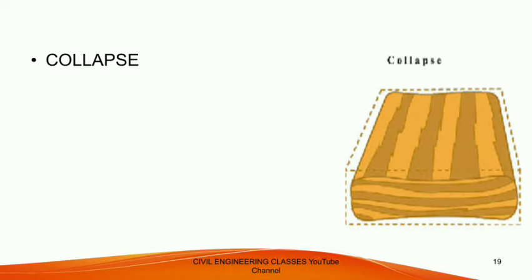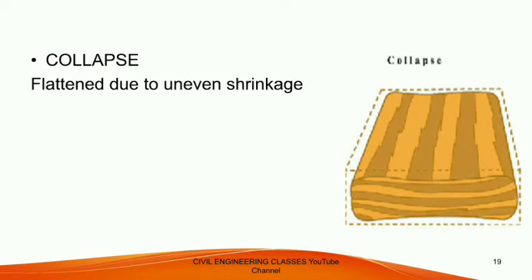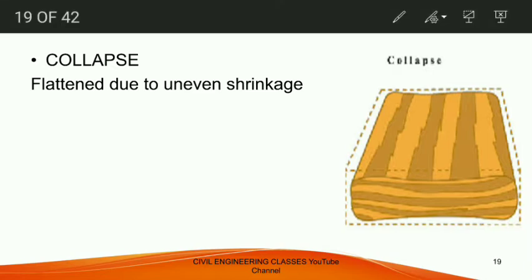Next one is collapse. Collapse means there will be a flattening of the section due to uneven shrinkage. Uneven shrinkage will cause the flattening of the section. It is called collapse.